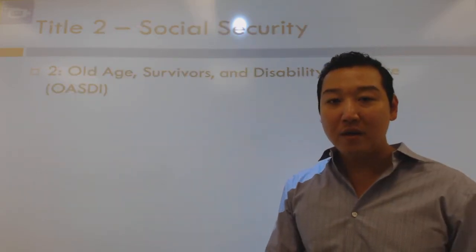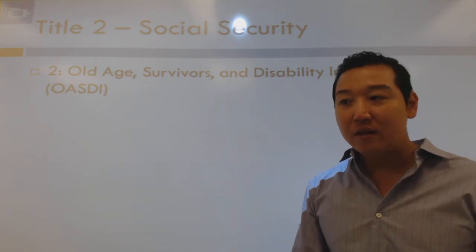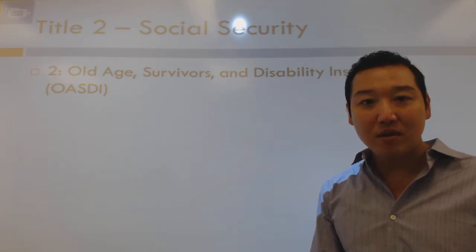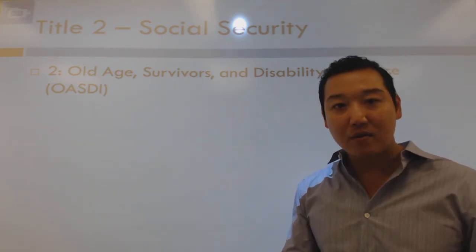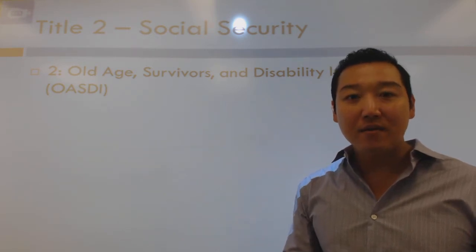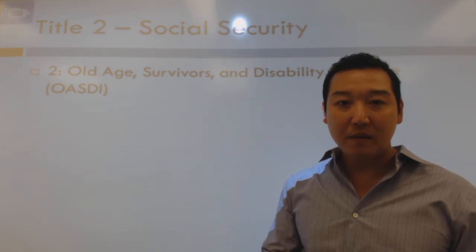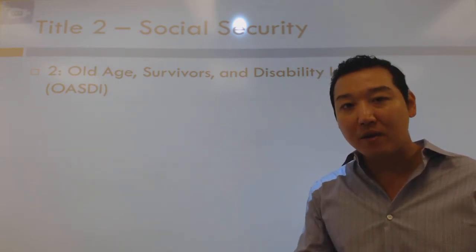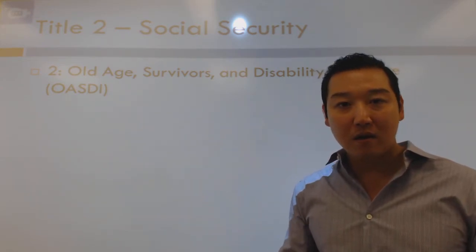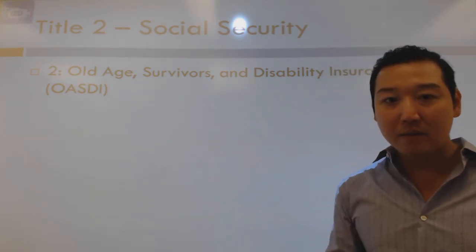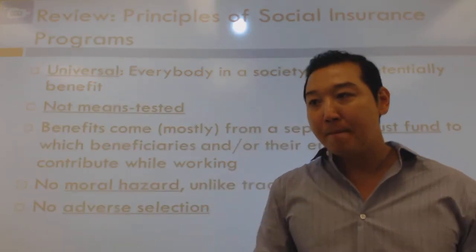So first, Title II. This is Old Age Survivors Disability Insurance. As the name would suggest, there are different categories of persons who receive benefits under this program. There's an old age component, there's a survivors component, and there's a disability component, all with different eligibility requirements, and also the benefits are different. And so we'll take a look at some of the basic features here.